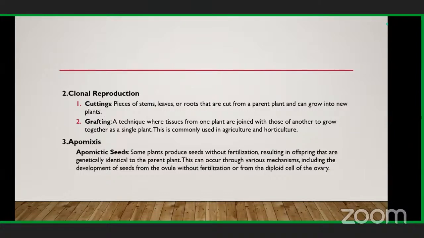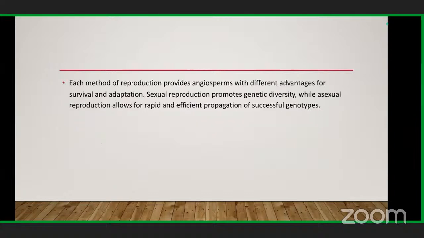So what are apomictic seeds? Some plants produce seeds without fertilization. Basically, for production of seeds, fertilization is necessary, but there are some exceptions where some plants produce seeds without fertilization, resulting in offspring that are genetically identical to the parent plant. This can occur through various mechanisms, including the development of seeds from the ovule without fertilization or from the diploid cell of the ovary. So this process, where seeds develop without fertilization, is called apomixis.